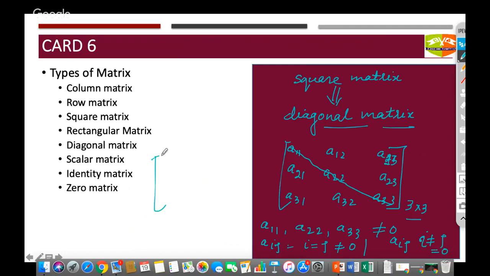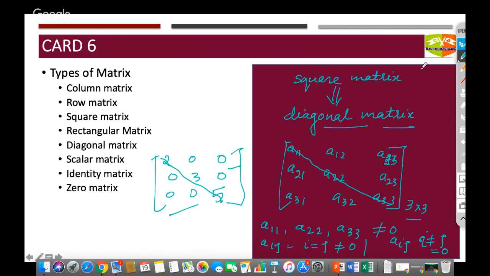So let me make a diagonal matrix for you. I am writing 2 0 0, 0 3 0, 0 0 5. You look at here, the diagonals are not 0. All other elements apart from the diagonals are 0. So this is what the diagonal matrix is.